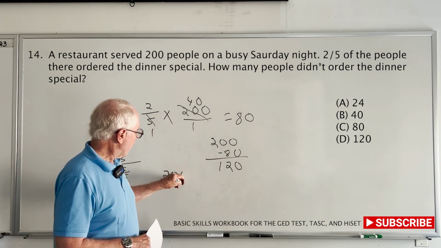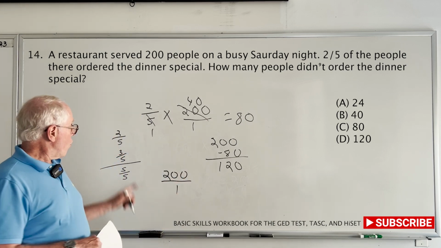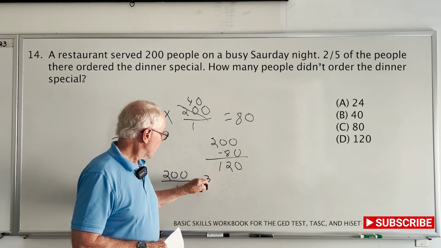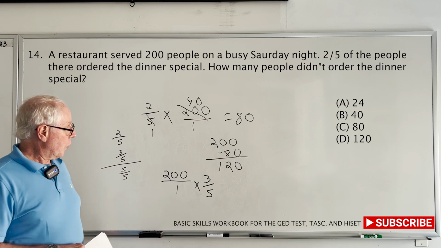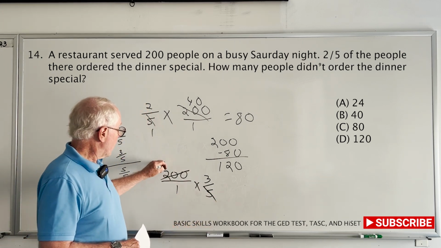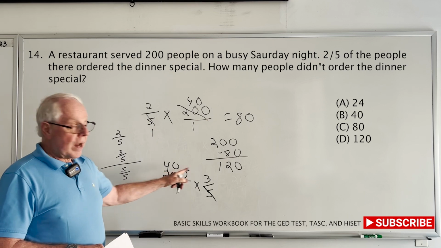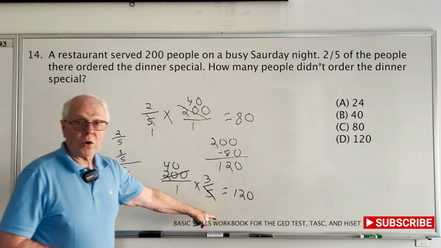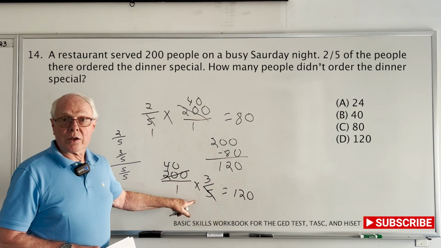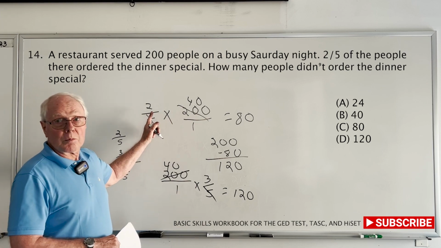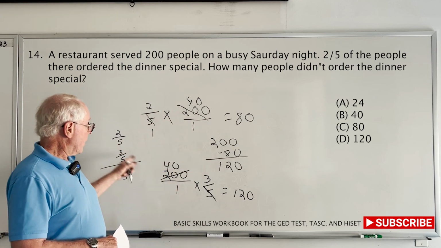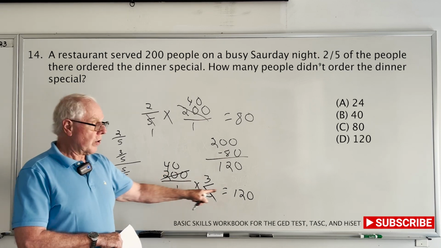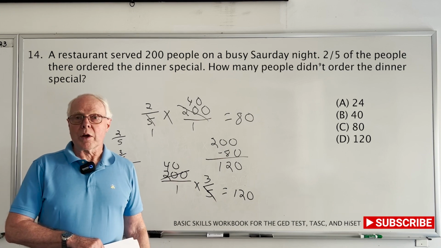The total number of people is the same, 200. And since we want to know who didn't order the special, we could just right from the start multiply 200 times 3/5. It's not any harder to do this problem. 5 goes into 5 once. 5 goes into that 200, 40, and now we're multiplying it by 3, so 3 times 40 is 120. We got the same answer, but we did it in one step. The other way, we had to do the multiplication and then the subtraction. Here we did our subtraction using the fraction to get 3/5. We multiplied that fraction times 200, and in one step we get our answer of 120.